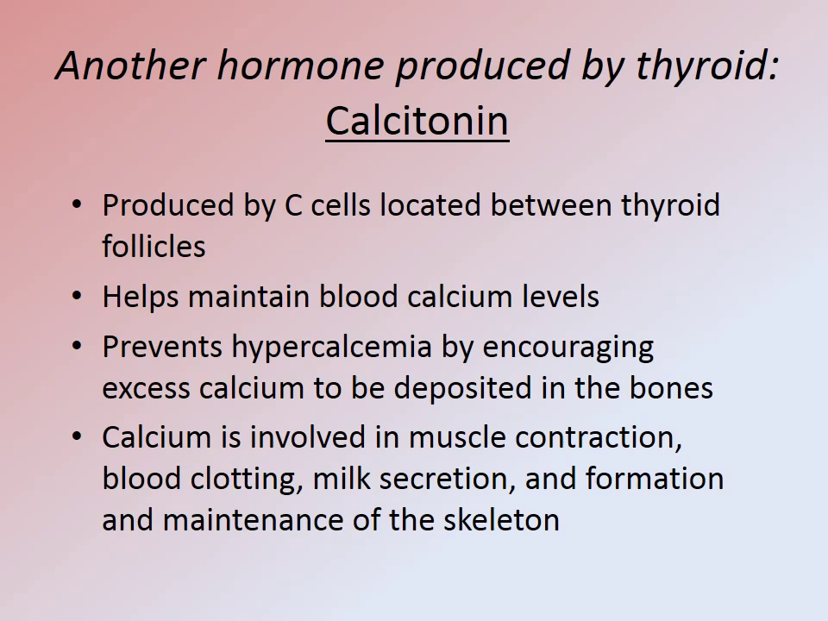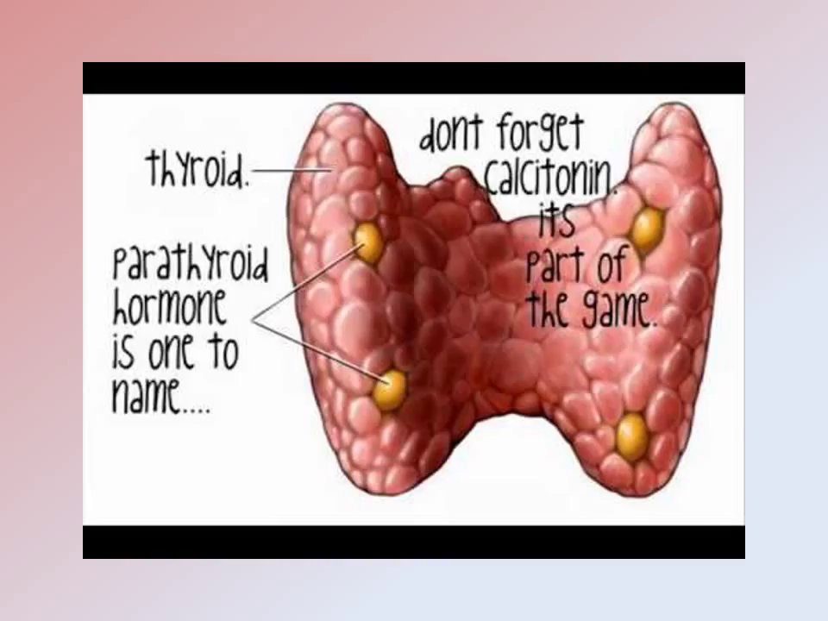Okay, so hypercalcemia is increased calcium in the blood. Calcitonin prevents hypercalcemia by encouraging this excess calcium to make its way to the bones and just hang out in there. Calcium is involved in muscle contractions, blood clotting, milk secretion, and formation and maintenance of the skeleton. This is just a picture showing you that calcitonin is part of the hormones released by the thyroid. It's not just thyroid hormones.